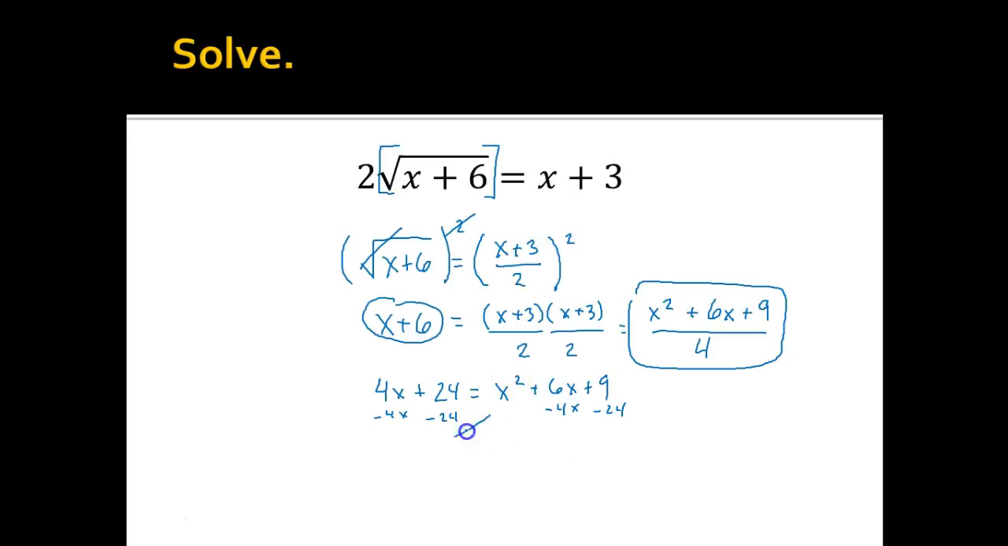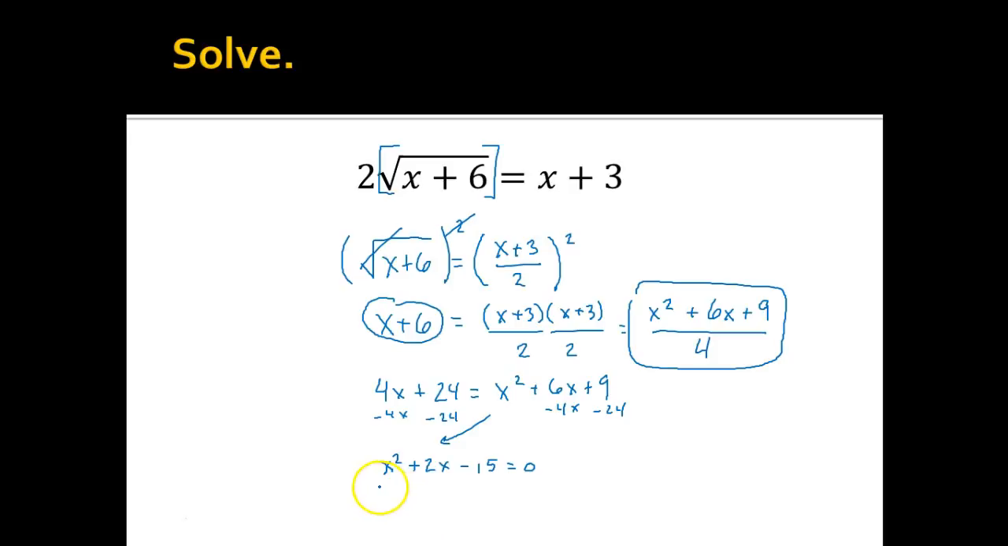So I'm going to write the answers over here. X squared plus 6x minus 4x is 2x. Plus 9 minus 24 is negative 15. Equals 0. Okay, and this is one way to solve a quadratic. We did cover the quadratic formula. You could use that if you want to at this point.